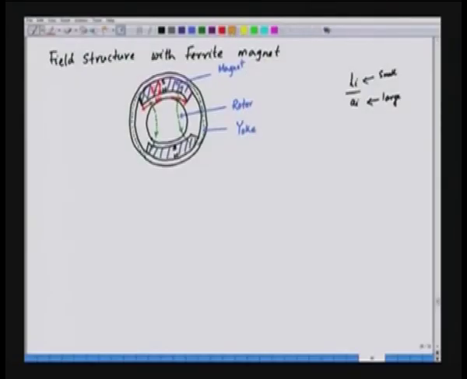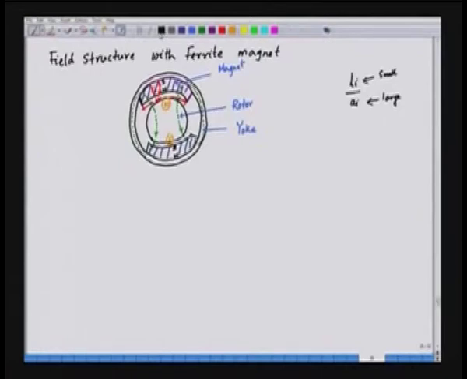We see here that this structure ultimately results in one north pole here and a south pole here. We have the yoke, and the yoke is usually made up of soft iron to facilitate the flow of the flux. Similarly, we can also think of a 4 pole structure.